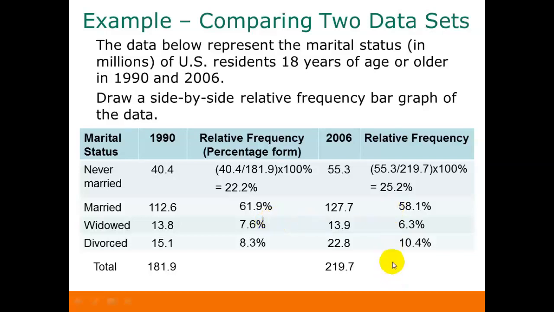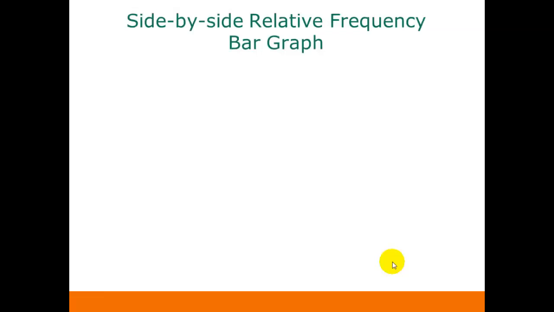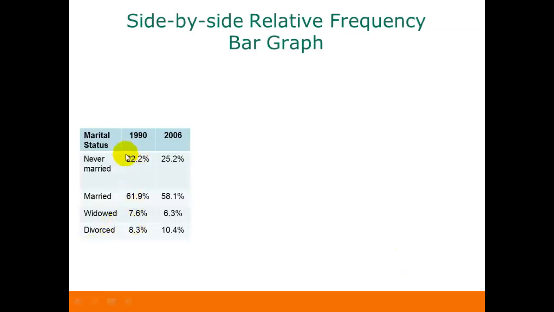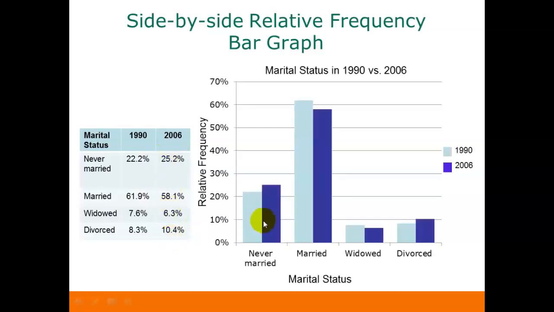Now we're ready to draw our side-by-side bar graph. Here's the data that we need. We have just the percentages for 1990 and 2006 for our different categories. And here's our bar graph. And this really shows what is happening between 1990 and 2006. This is talking about the percentage of the total. So the never married, you can see the percentage increased. For married, the percentage decreased. For widowed, it decreased. For divorced, it increased.